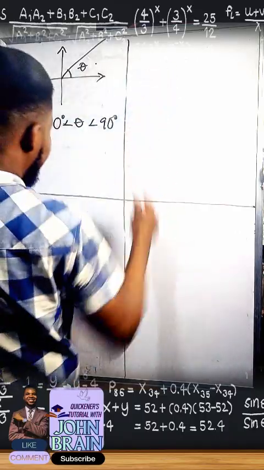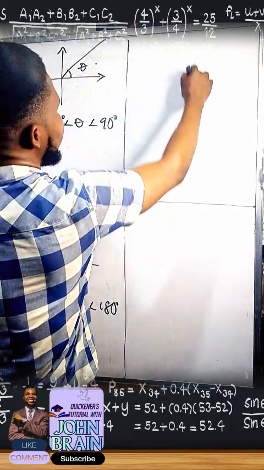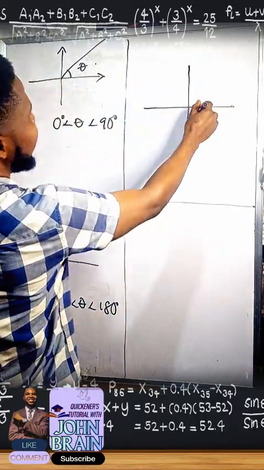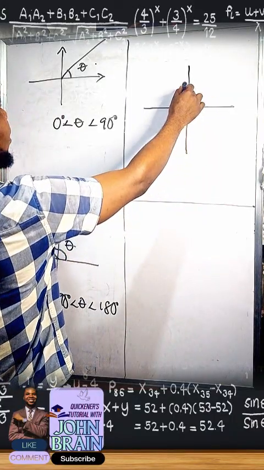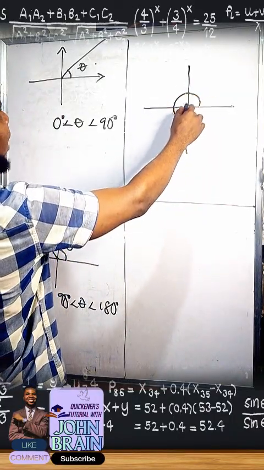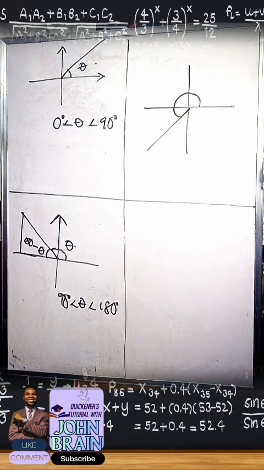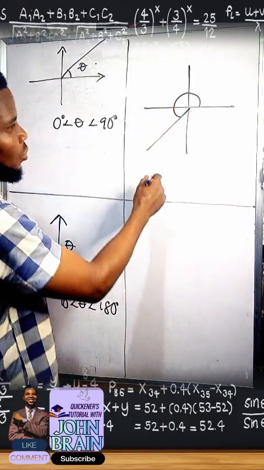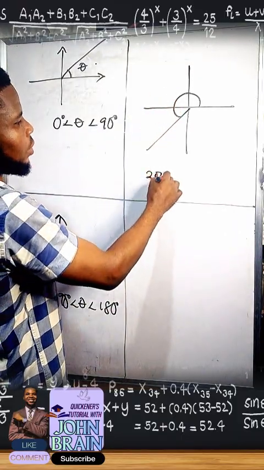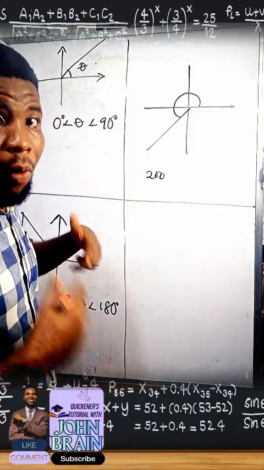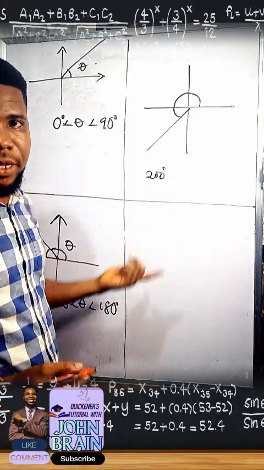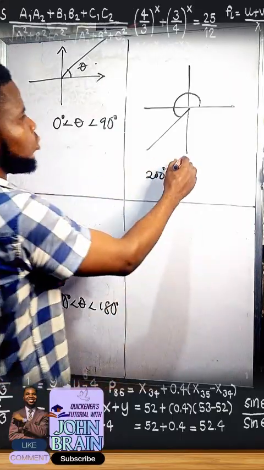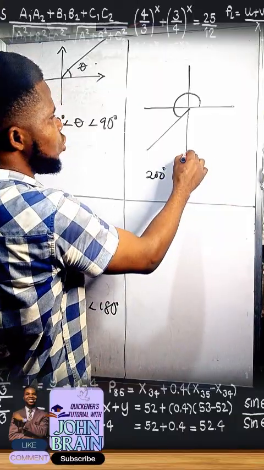The next one will be the third quadrant. The third quadrant is for angles that go beyond 180 and into this part. Can you see that? Examples of those are angles like 200. Can you see? 200 degrees is more than 180, but it's not up to 270. This point is 270.